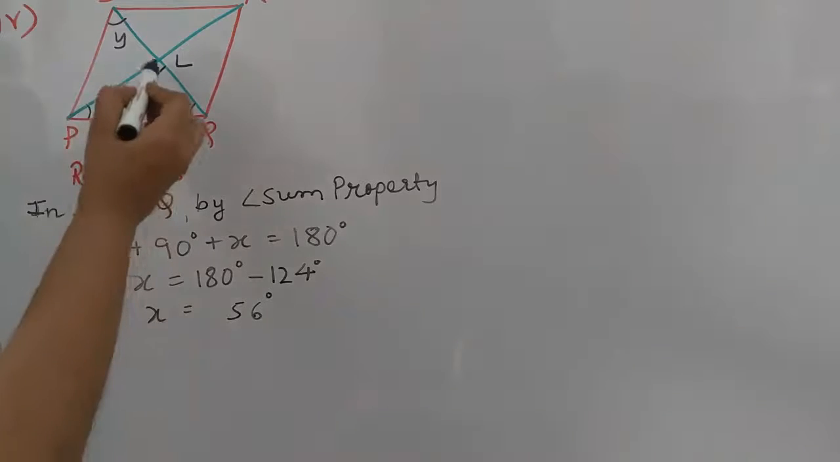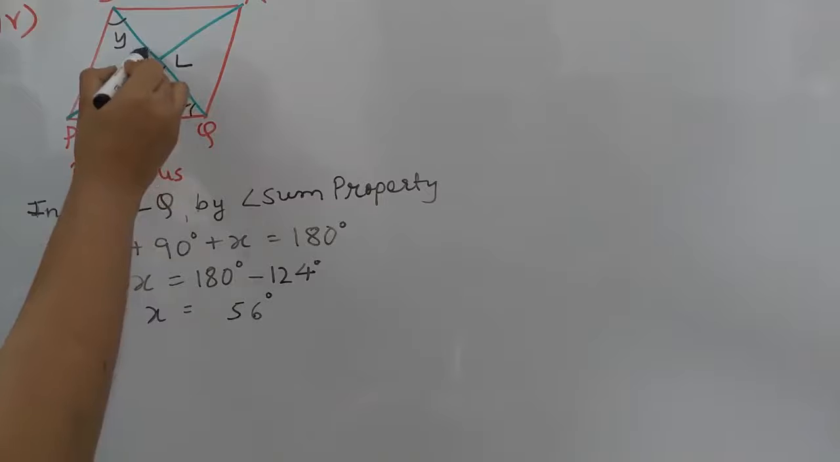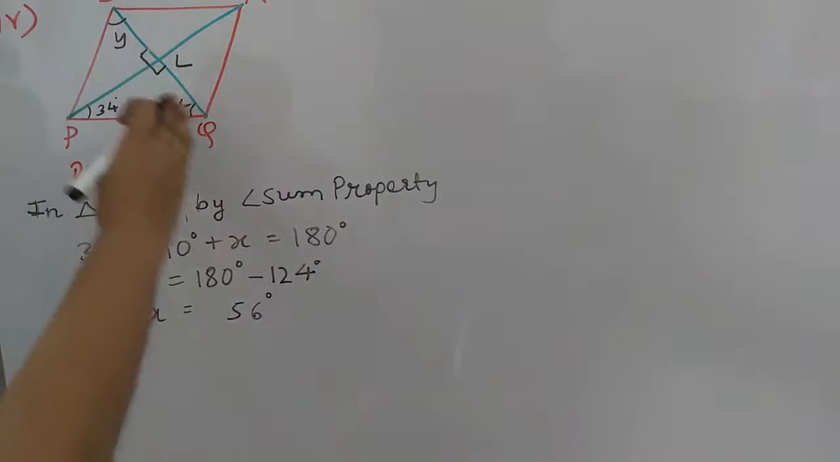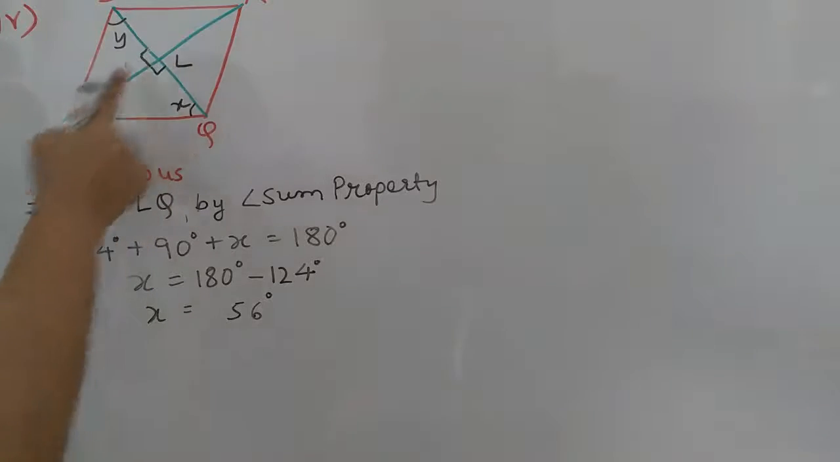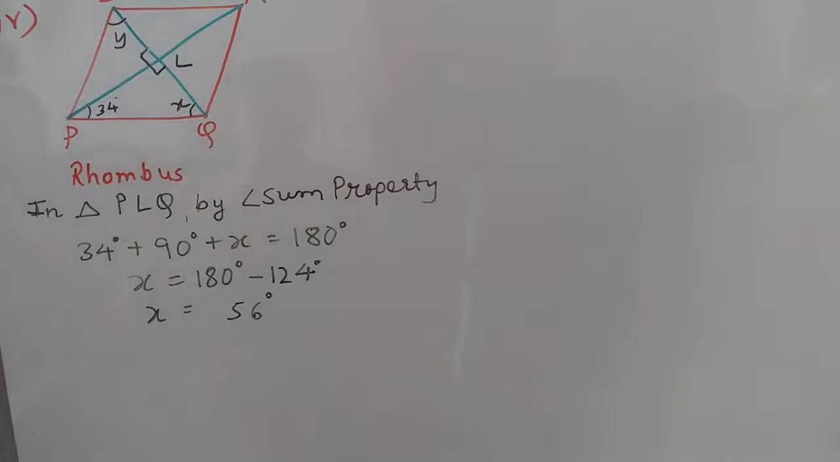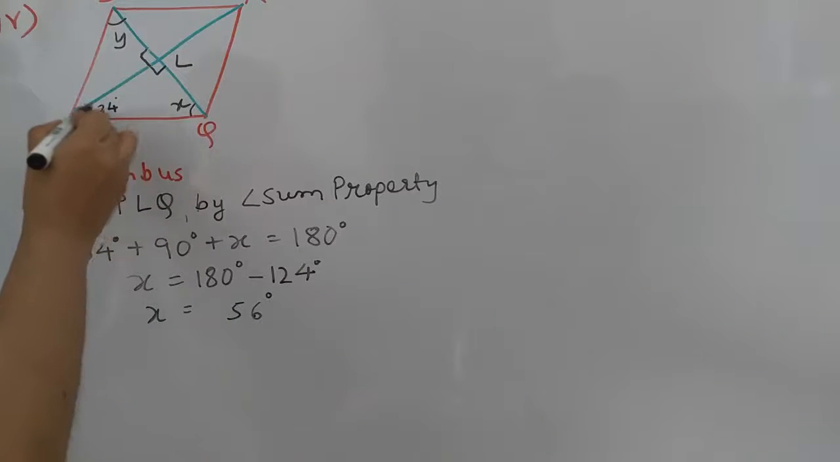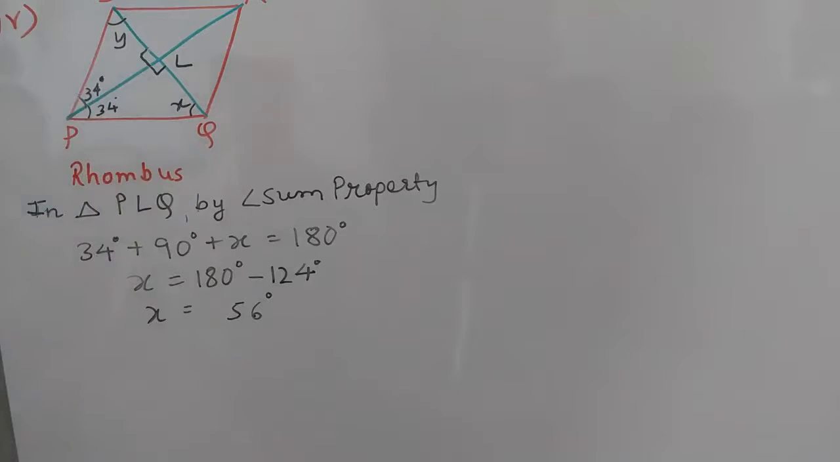I explained to you this is 90, so this angle will also be 90 degrees because this is a straight line, and on a straight line two angles are formed. One more thing, this is the diagonal, and in a rhombus the diagonal bisects the angles also. It means 34 degrees here, so here also it makes 34 degrees. So you can see that these PLS and PLQ are both congruent triangles formed. So whatever the value of x, the same will be the value of y.